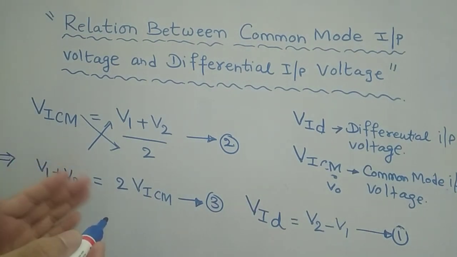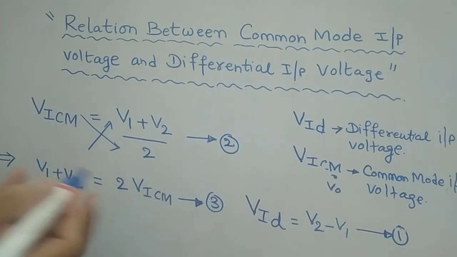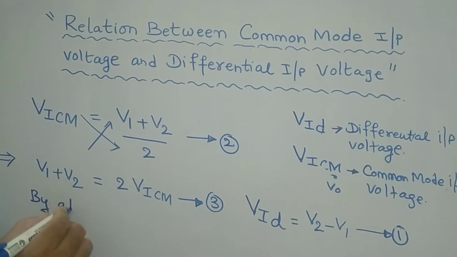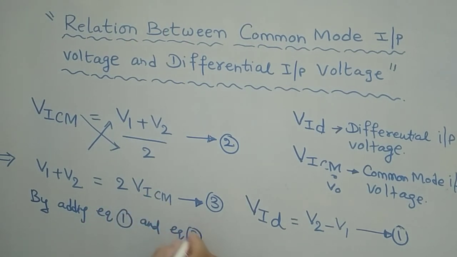What can be done here? If you add these two, equation 3 and equation 1, then this V1 and minus V1 will be cancelled out. So that is my third step. Now by adding equation 1 and equation 3, what will come?